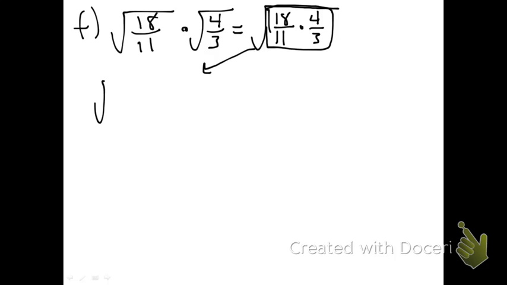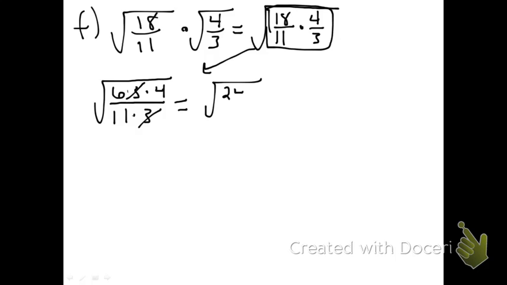So I know that 18 is the same as 6 times 3, and I'm multiplying that by 4. Really, when you multiply fractions, you're multiplying numerators by numerators and denominators by denominators. So 11 times 3 I can't split up, but do you see how you have common factors of 3 in the top and the bottom? I can cancel those out. So I'm going to do that. That leaves me with the square root of 24 over 11, which maybe wasn't the greatest idea, but I'm going to do that.